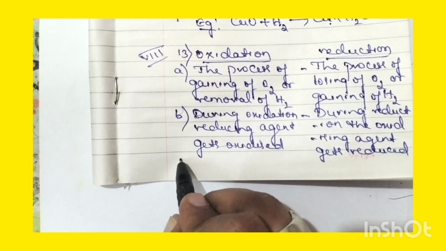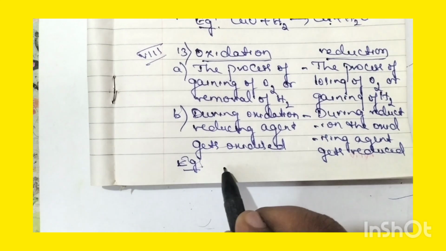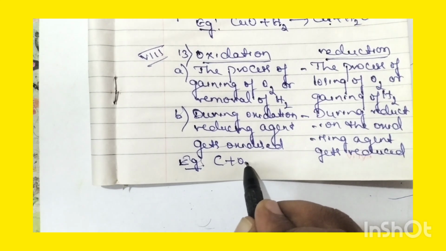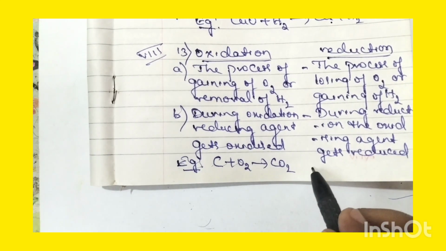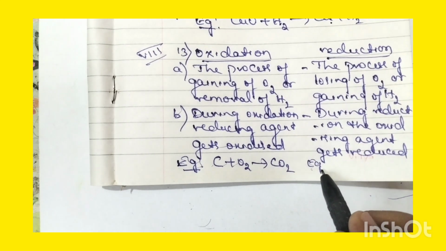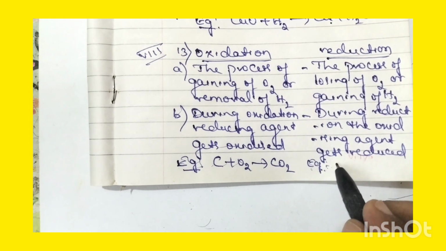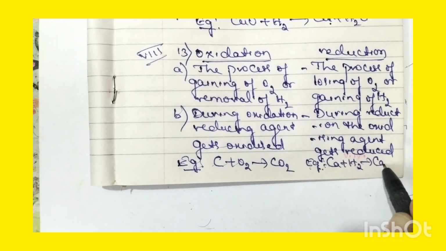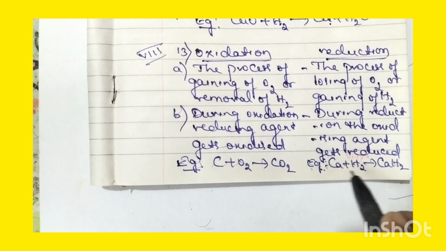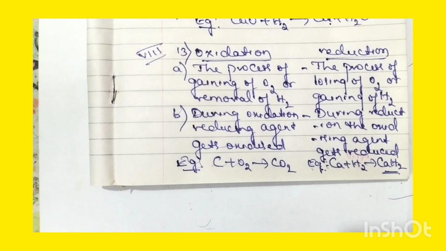Now let us take an example for oxidation. C plus O2 gives CO2. Carbon gains oxygen. Then the example for reduction: Ca plus H2 gives CaH2. Here calcium is gaining hydrogen. So this is the difference between oxidation and reduction.